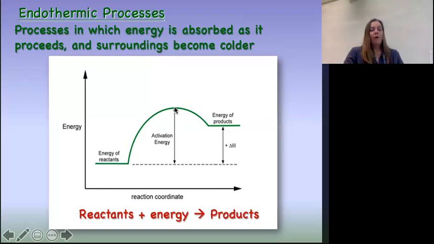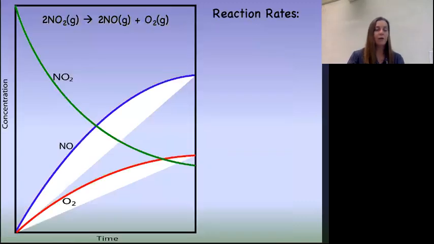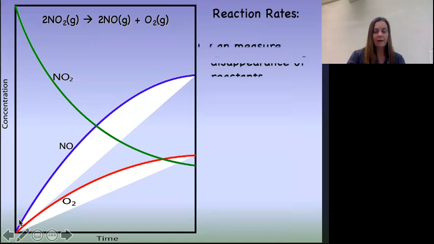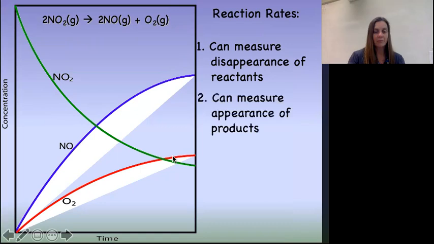Okay. So when we talk about reaction rates, we are talking about the rate at which a reactant disappears. So in this case, our nitrogen dioxide is disappearing, the concentration of it is decreasing. Or we can talk about it as the appearance of a product. So we can see that our nitrogen monoxide is appearing and our oxygen is appearing. So we can measure either the disappearance of the reactants or the appearance of the products.